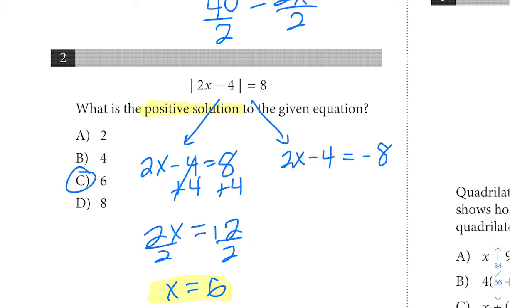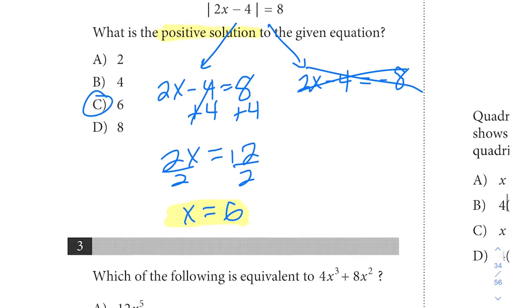You don't even have to worry about solving this other negative equation. The way that the question is phrased, it lets us know that if we did go through and solve that, we would come up with a negative solution, and that's not what we're looking for here. So they want the positive one. We got the positive one on the first try with only working with the positive version of our absolute value expression, and we're good to go. Pick our answer and move on.